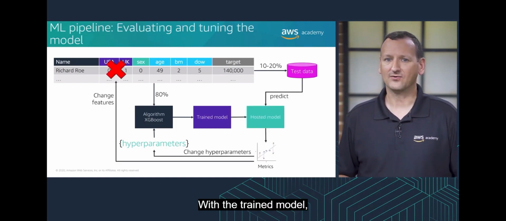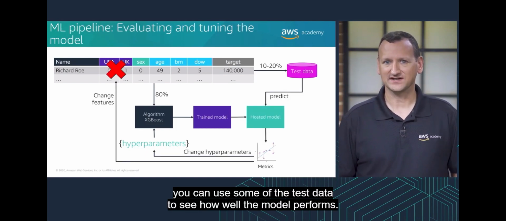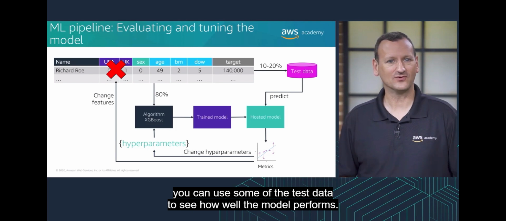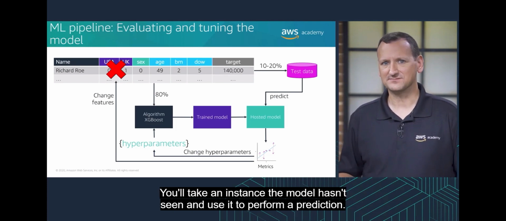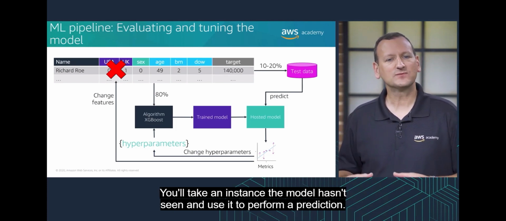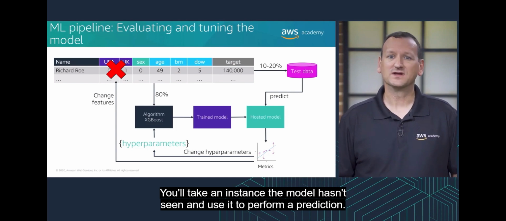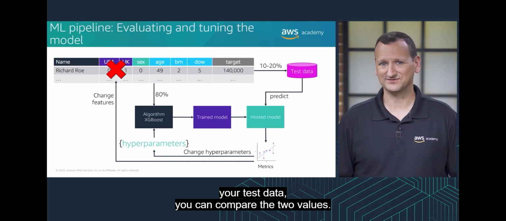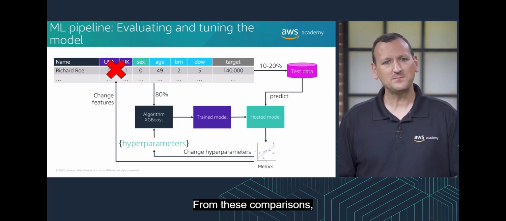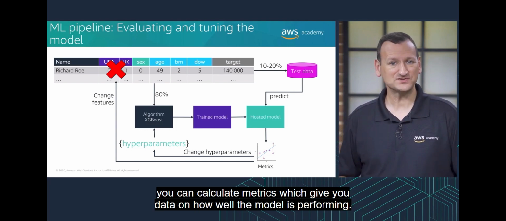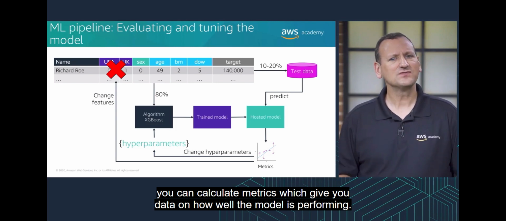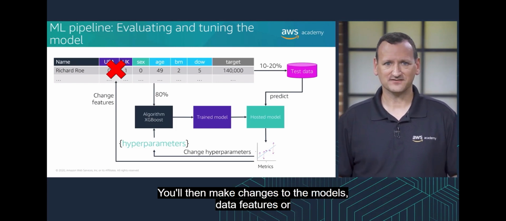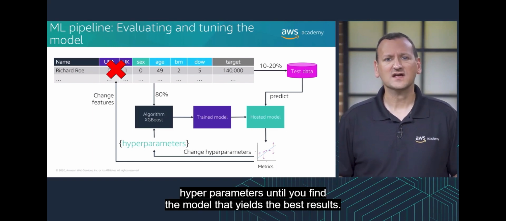With the trained model, you can use some of the test data to see how well the model performs. You'll take an instance the model hasn't seen and use it to perform a prediction. Because you already know the target in your test data, you can compare the two values. From these comparisons, you can calculate metrics, which give you data on how well the model is performing. You'll then make changes to the model's data, features, or hyperparameters until you find the model that yields the best results.